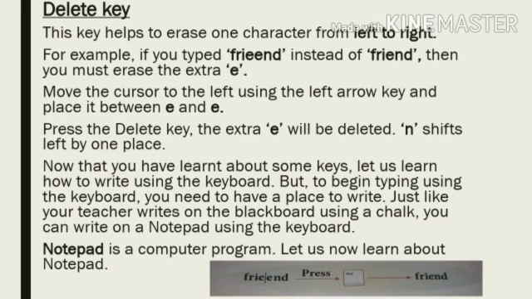Our last special key is delete key. This key helps to erase one character from left to right. For example, if you typed friend with an extra E, then you must erase the extra E. Move the cursor to the left using the left arrow key and place it between E and E. Press the delete key, the extra E will be deleted and shift left by one place.